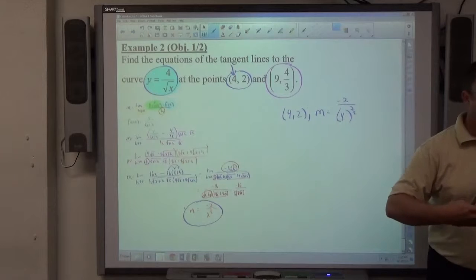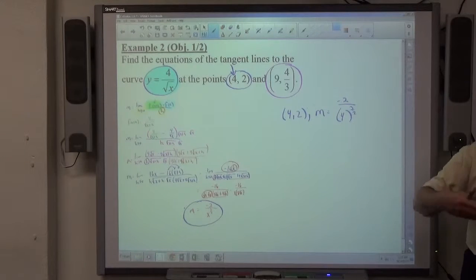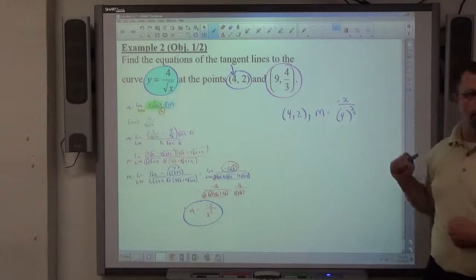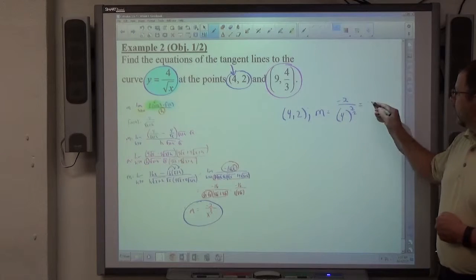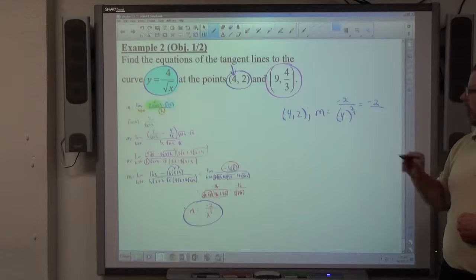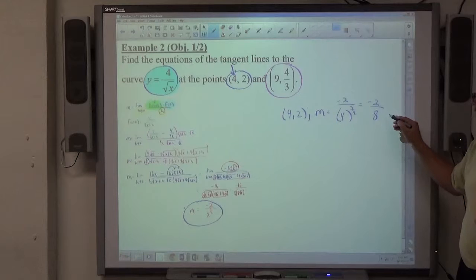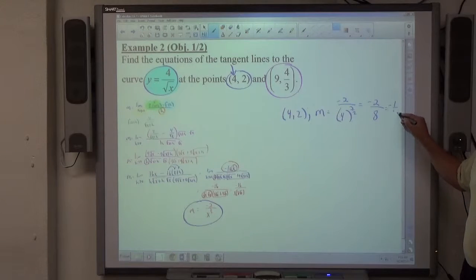All right, so whatever point of tangency is there, the x coordinate from that point of tangency is what you're going to substitute into your slope formula to determine the slope. Hopefully we all know 4 to the 3/2 power equals 8. You take the square root of 4, which is 2, and take that to the 3rd power, which is 8. 2, 2, 2. All right, that's what a fractional power does for us. So the slope here is just negative 1/4.